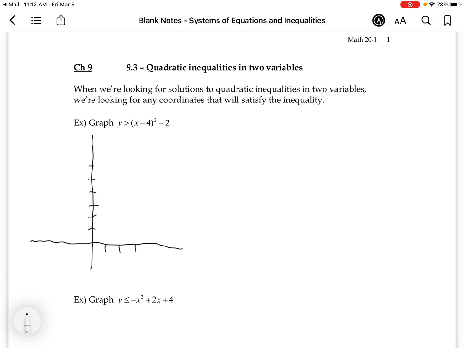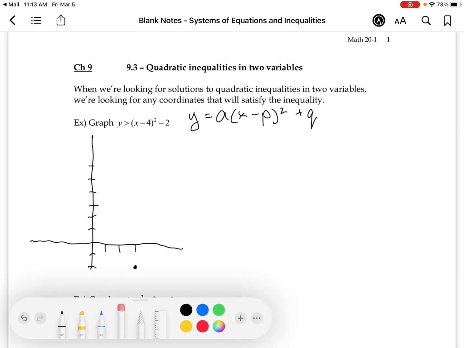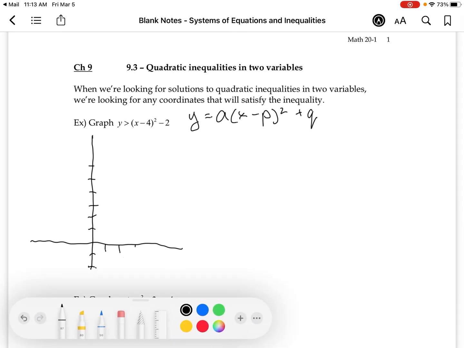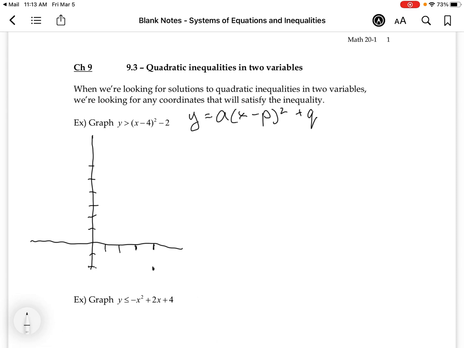Remember, vertex form is y equals a times (x minus p) squared plus q. Okay, so my p value is 4 and my q value is negative 2. So that is where my vertex will be at, oh, whoops, my bad, sorry. I made it 3, negative 2. Don't want to do that. 4, negative 2. There we go, that's better. Okay, so there's my vertex. And the a value in this case is 1.